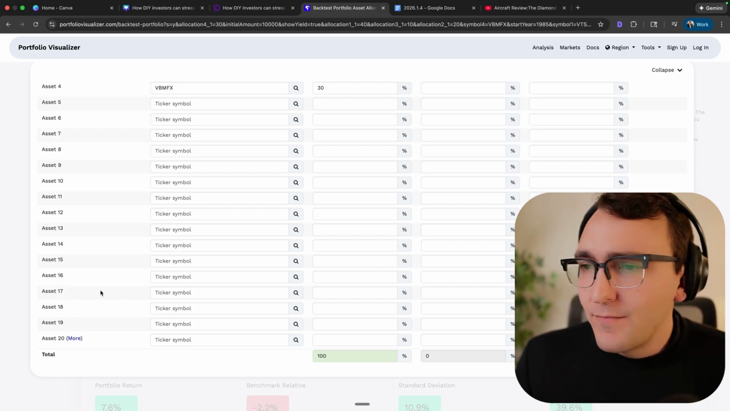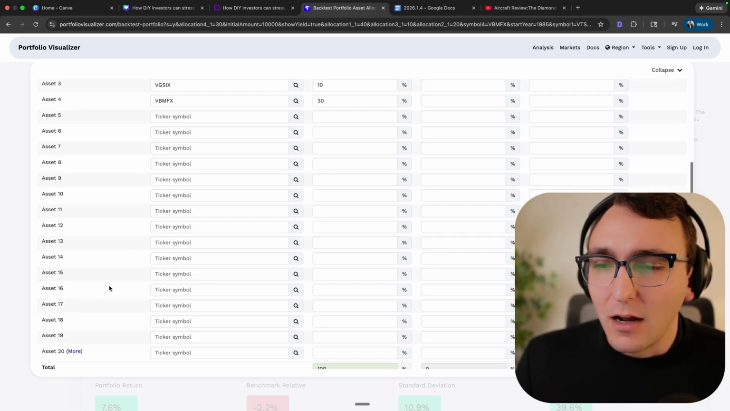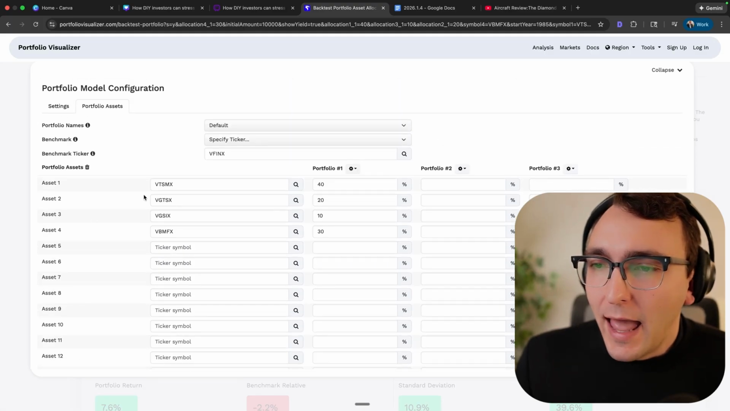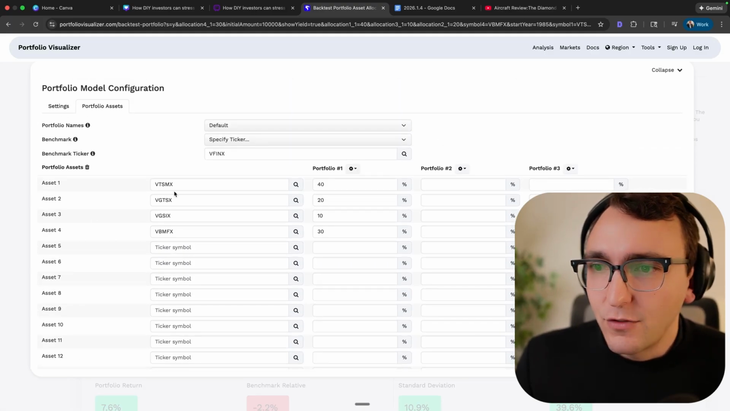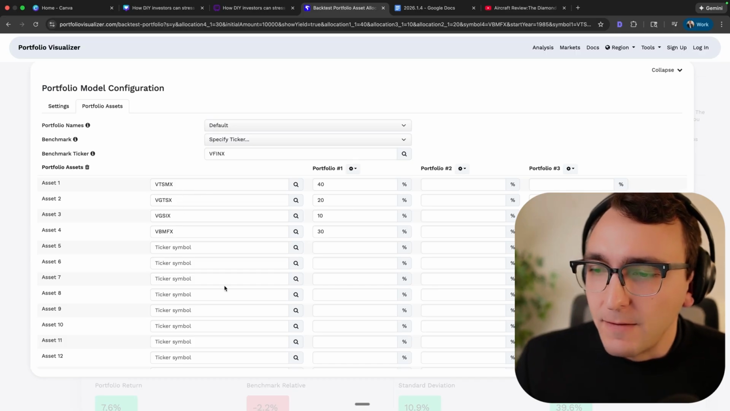But if you have an ETF portfolio or a mutual fund portfolio, there really shouldn't be a reason why you would have more than 20 or 30 funds in there. As you have individual stocks, certainly you run into the issue of, you're probably going to have to upgrade to the paid version. But in this example, they have some Vanguard mutual funds here.